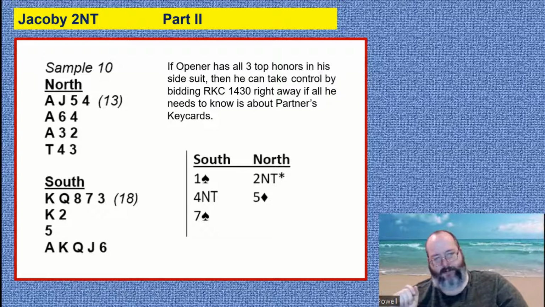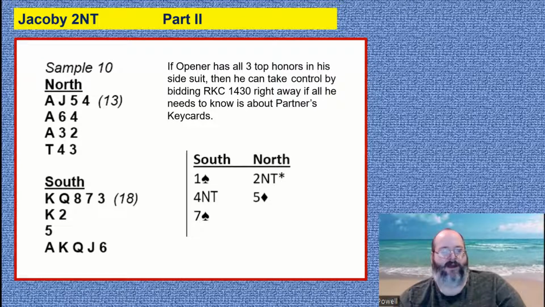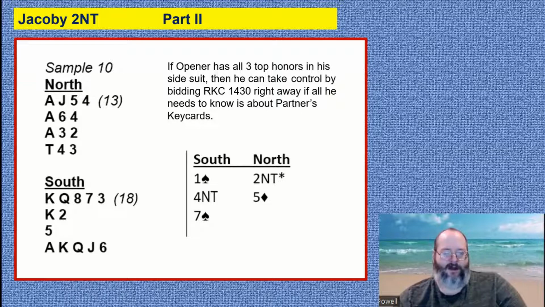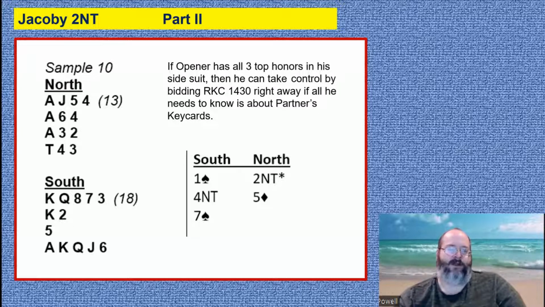North, how many key cards do you have? Well, you've got ace of spades, ace of hearts, ace of diamonds. That is 3. So North bids 5 diamonds, 3 key cards, right? And South, those were the 3 you needed. Ace of spades means no spade losers. Ace of hearts, no heart losers. Ace of diamonds, no diamond losers. You already have no club losers. Therefore, South can contract for 7 spades here.